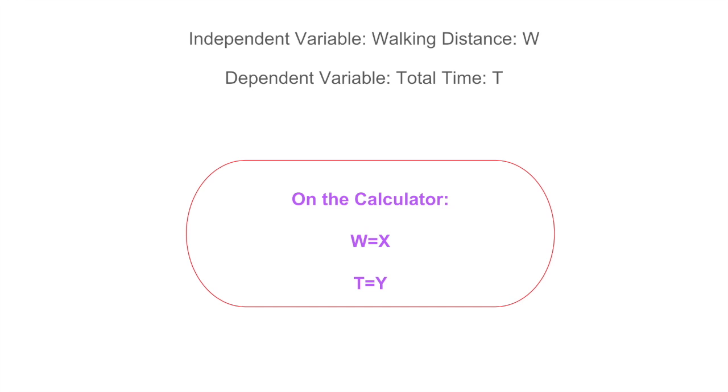It can stand on its own, whereas y depends on x on a graph. So t, or total time, depends on our distance. So total time would be y, which is the dependent variable, and w, which is the distance, which can stand alone, would be x, which is our independent variable.